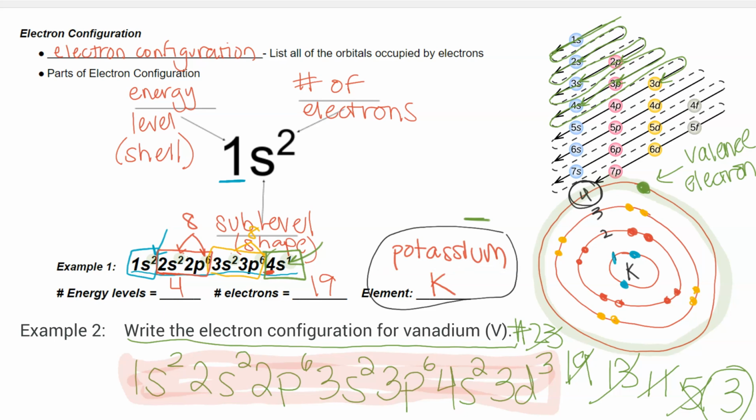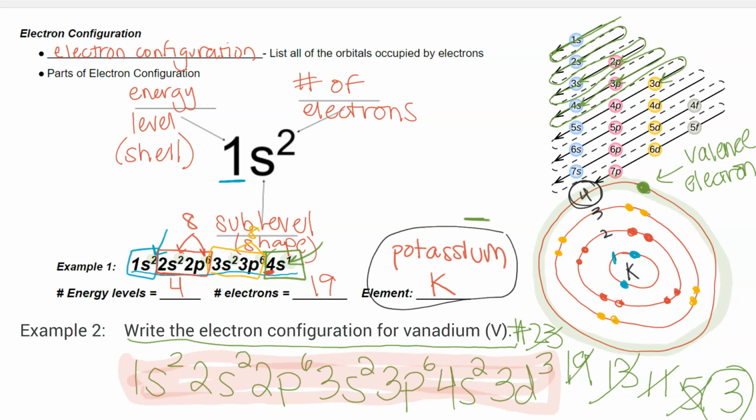What is the final orbital that filled in potassium's electron configuration? What is the last orbital that we put electrons in? Go ahead and type your answer into the chat. Give me both the energy level and the type, the subshell. So both the energy level and the subshell.